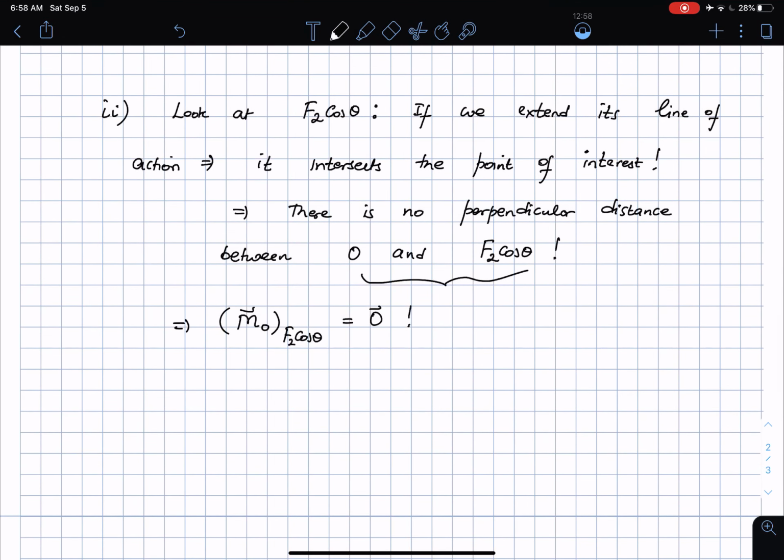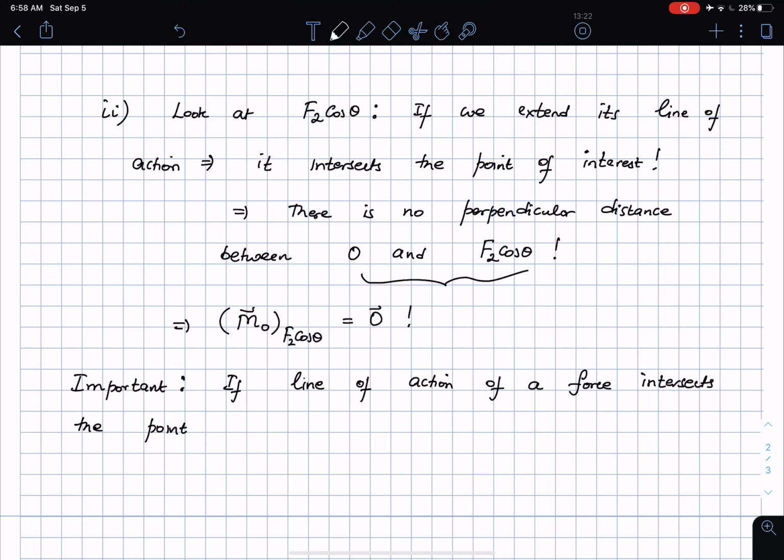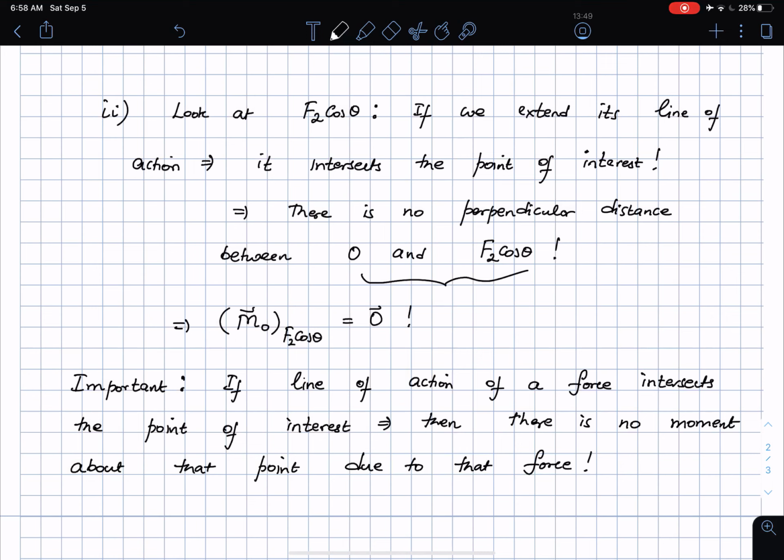So a very, very important point that comes out of this is the following. Important: if the line of action of a force intersects the point of interest, then there is no moment about that point due to that force. That's a fairly important statement and something that will help us solve problems very quickly.